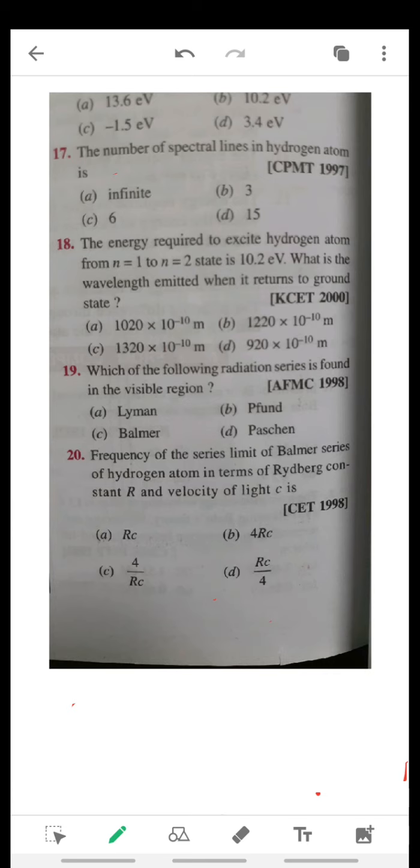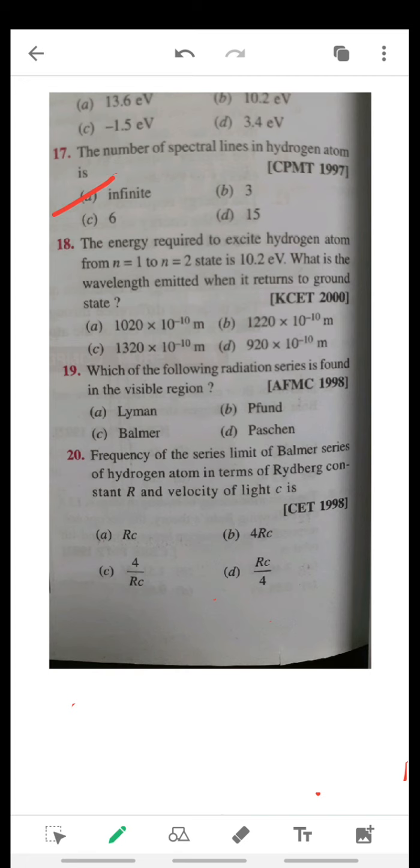The number of spectral lines in a hydrogen atom is: infinite, 3, 6, or 15. Okay, students, the number of spectral lines can be infinite because the single electron can be in any one of an infinite number of excited states. That's why the answer is A, infinite.